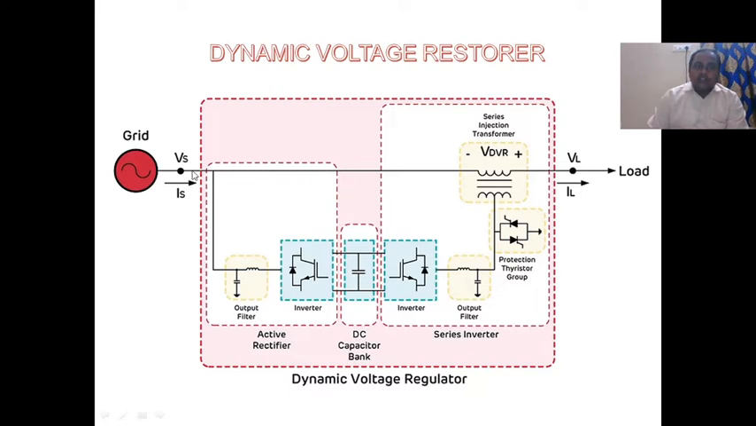This is the grid side, with sending-end voltage, sending-end current, load side, load voltage, and load current. On the grid side there is one active rectifier, inverter, DC capacitor banks, series inverter, protection thyristor group, and also one transformer. Normally in a distribution network there is more voltage drop on the load side. In order to compensate for that, we use the dynamic voltage restorer.